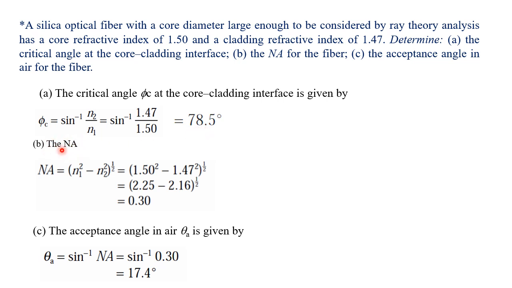The numerical aperture that we have already discussed, square root of n1 square minus n2 square. So all the values are given, so it becomes 0.3. Numerical aperture is 0.3. The acceptance angle in the air, theta A, is the sine inverse of numerical aperture. So it becomes 17.4 degree. So you can see that the numerical problems are very easy. Obviously, it is an easy problem, and it is showing how you can use those expressions to solve the problem.